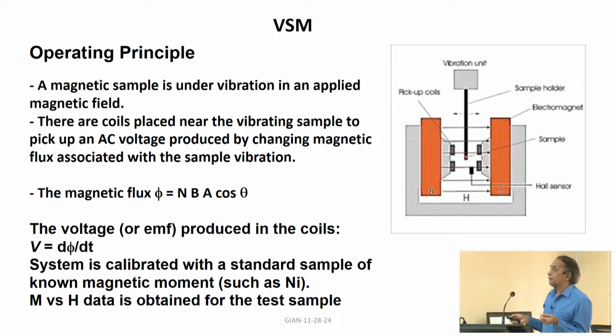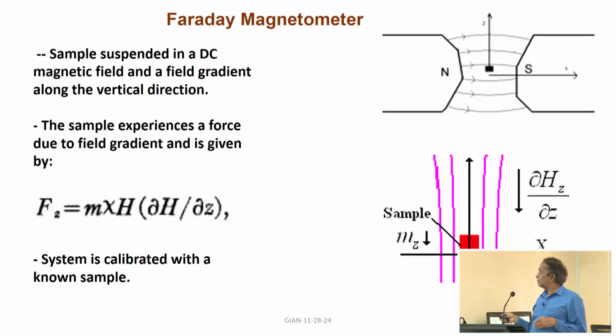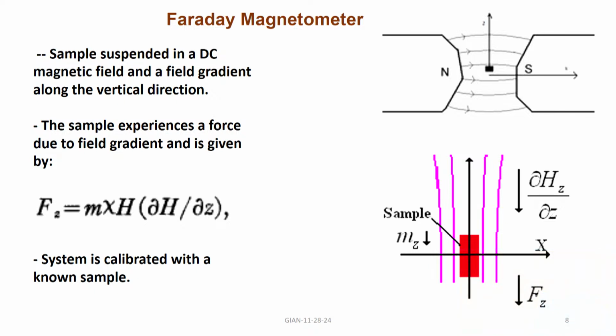So, you can use a standard such as nickel and do some calibration, and then for an unknown sample just put it in, and then you can find the magnetization versus static field, and this can be done as a function of temperature or anything else that you want. And the Faraday magnetometer is as sensitive or even better than the VSM.